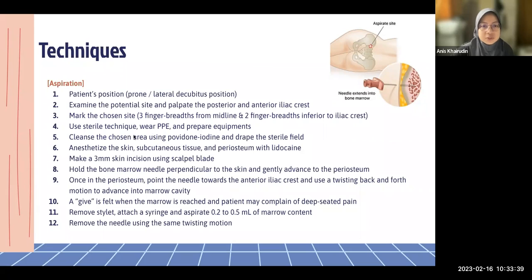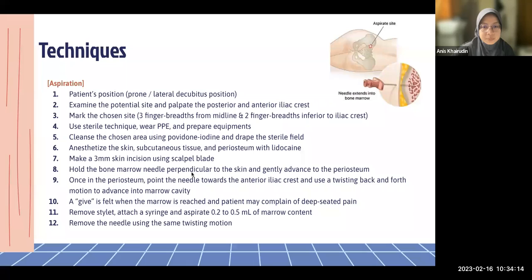And then of course, don yourself with PPE, prepare equipment using the sterile technique, cleanse the chosen area using antiseptic, povidone iodine, and then drape the sterile field, and then anesthetize the skin, subcutaneous tissue, and also periosteum using the lidocaine just now. It is not done in the video, but it can be done: make a 3 millimeter skin incision using the scalpel blade.